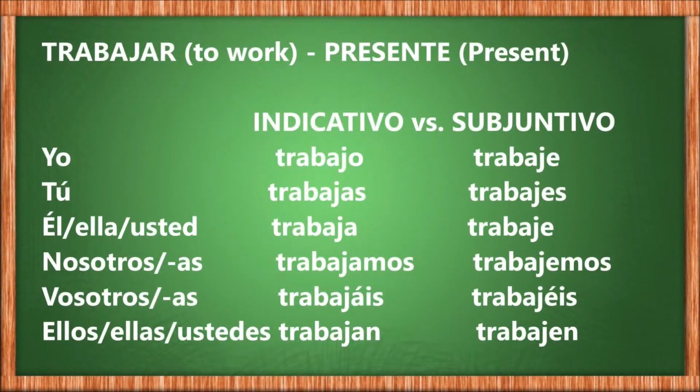Here we have verbs with ar at the end. Here is the verb trabajar, to work, conjugated in presente, in both the indicative and the subjunctive mode. And you can notice something. To conjugate a Spanish verb that ends with ar in presente subjuntivo, all you have to do is to replace the a with an e at the ending of the verb. Yo trabaje, tú trabajes, ella trabaje.